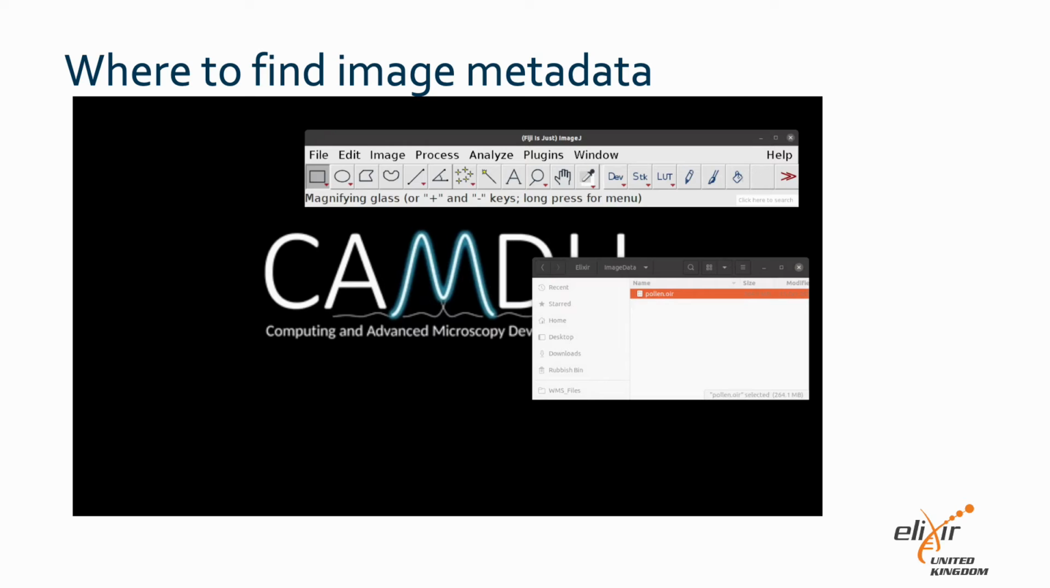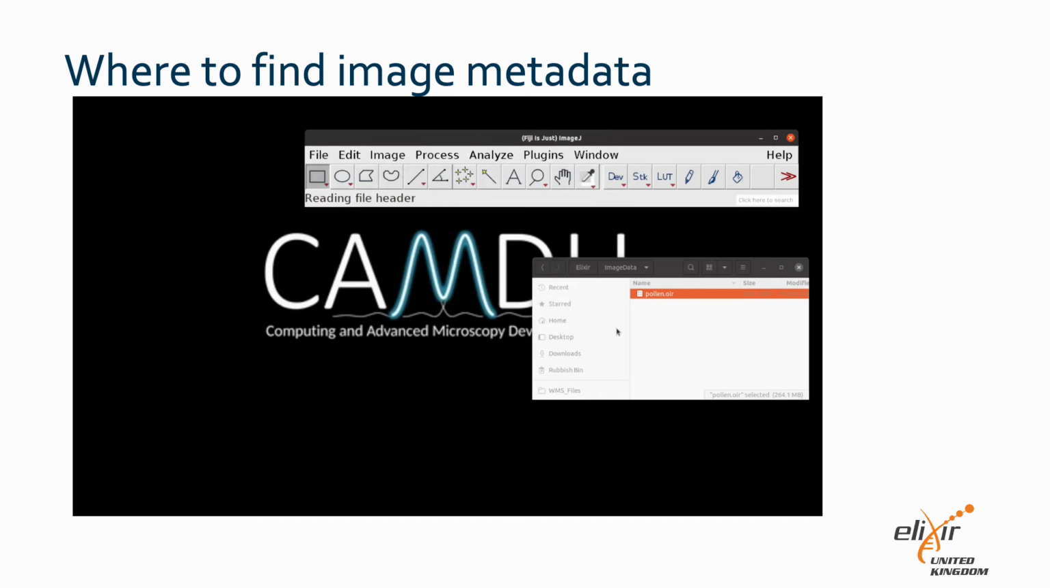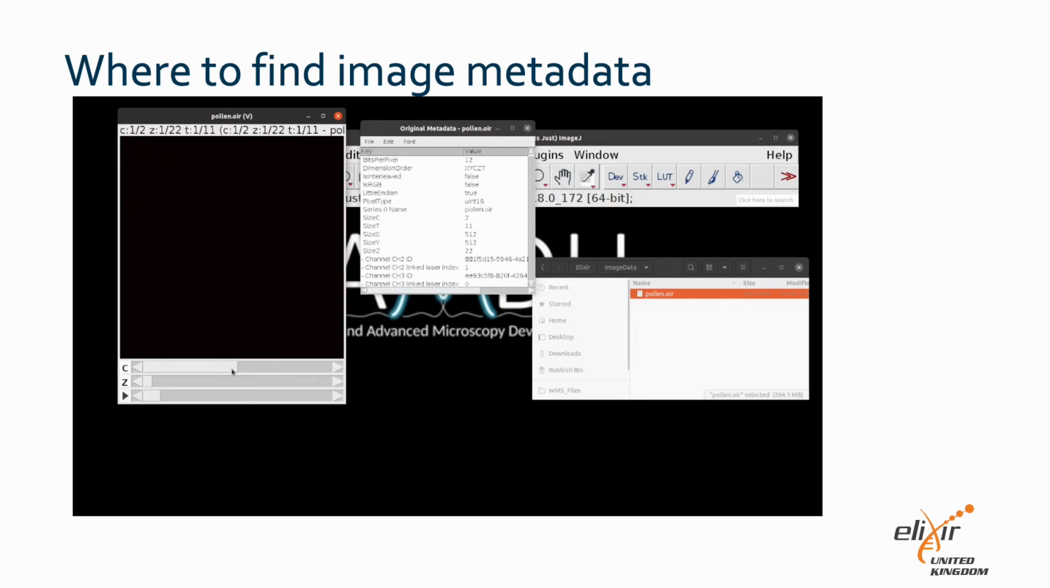2. Does the image data file have embedded metadata? For example, if you open an image file in Fiji or ImageJ using the Bioformats plugin, you can select the Display Metadata option, which will open an extra window showing the table of metadata. You can see there is a lot of information in there, but the key details are near the top.